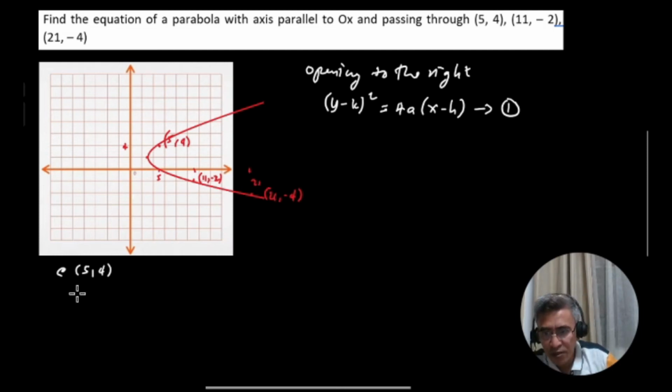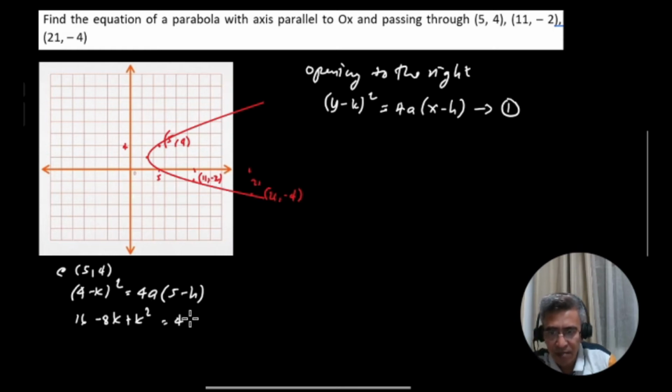y is 4, so 4 minus k squared is equal to 4a, and x is 5 minus h. And then we simplify the left side. So 4 times 4, that's 16. 2 times 4 times negative k, that's negative 8k. Negative k times negative k, that's positive k squared. And just copy 4a times 5 minus h. And this is equation 2.